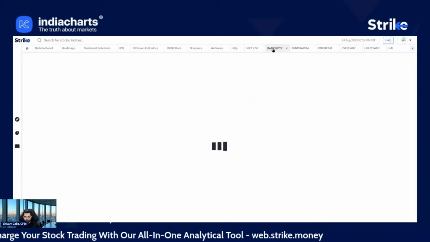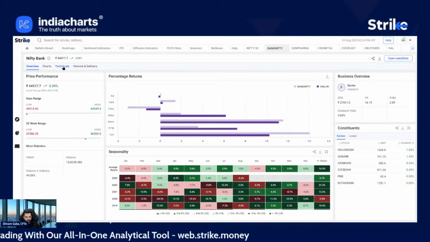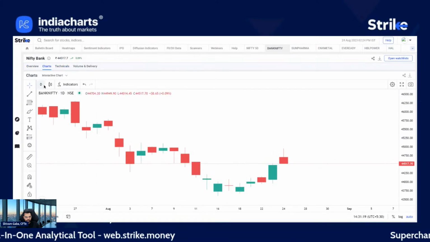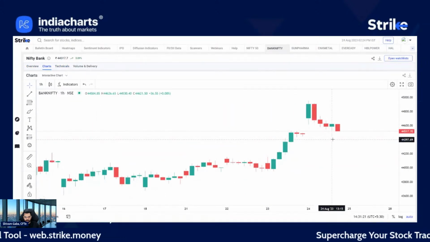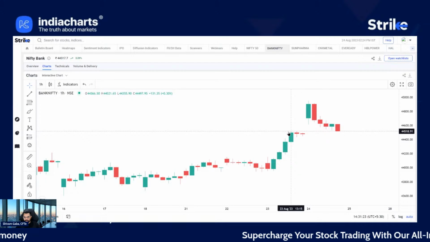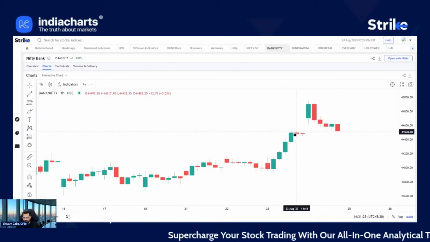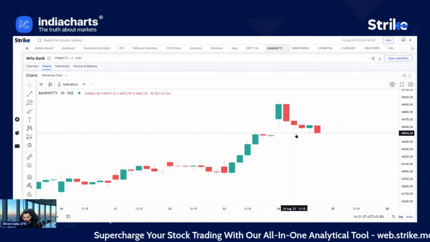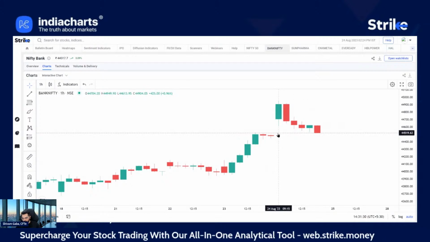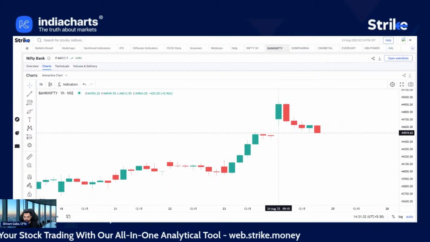In terms of Bank Nifty, same is the story here. It has almost filled the gap that it had opened up with. So it would be interesting if it holds this gap and starts continue move upwards or not.